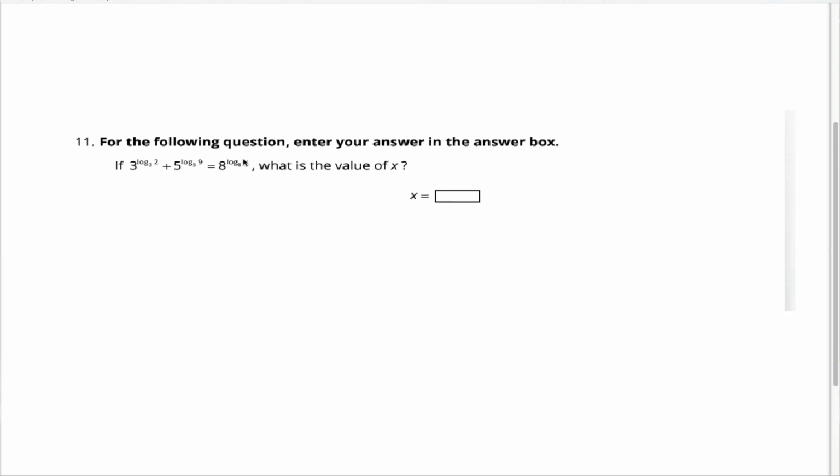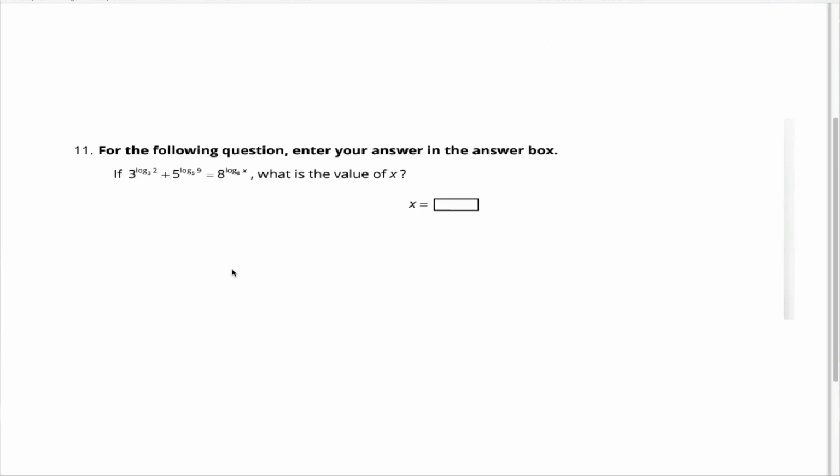Question 11. I kind of like question 11. Question 11 deals with logs, which is one of those things that a lot of people don't have a good foundation with. They're really not as complicated as they seem, and they're kind of fun once they click, but for a lot of people, it just never clicks.